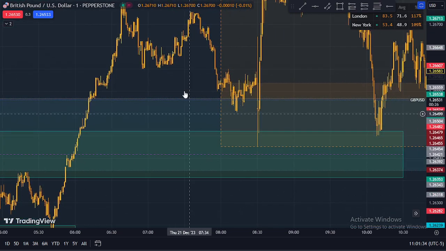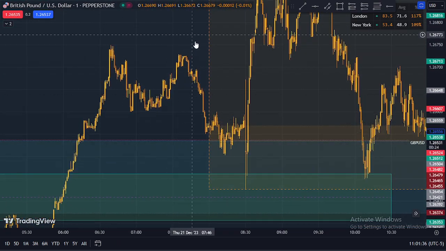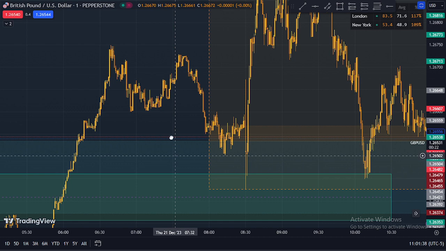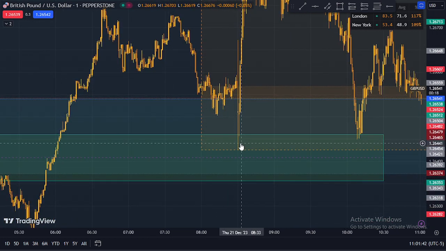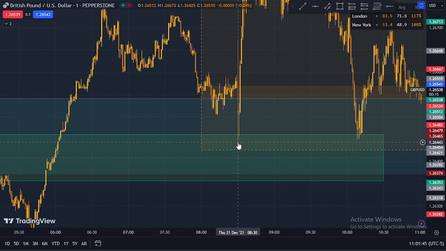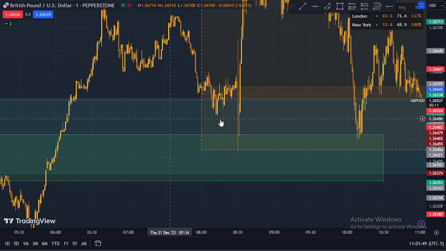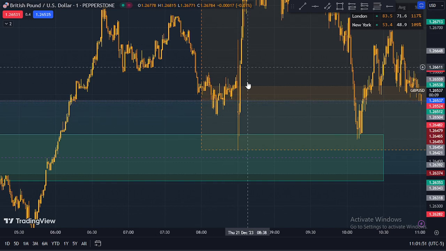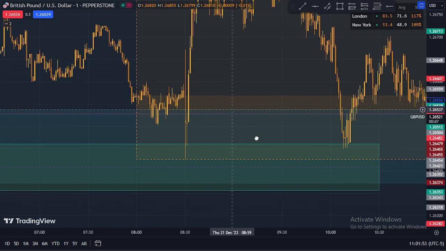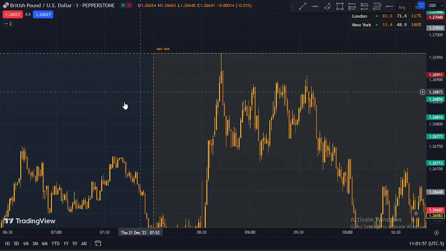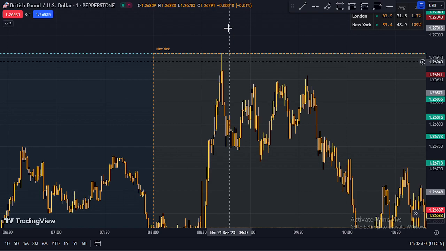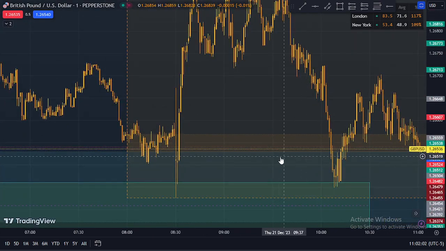So we had that. This being the New York session, price went up, came back inside the breaker, the bullish breaker. I think today we had news at around 8:30. It came down, took out the sell side, and then reversed to the upside. So we had that until we took out these highs. Yeah, and that was it.